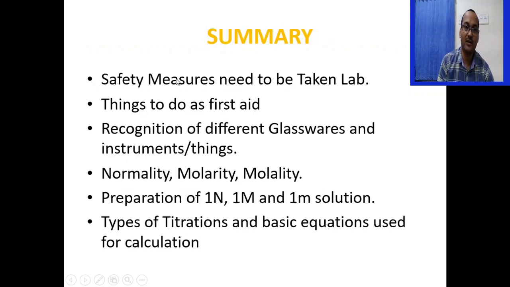In summary, we talked about the safety measures that need to be taken inside the chemistry lab and the things that we should do as first aid. We recognized different glasswares, instruments and things generally used in a chemistry lab. We talked about the normality concept, molarity concept and molality, and how to prepare 1 normal, 1 molar and 1 molal solution. And we talked about different types of titrations and the basic equations used for calculation.